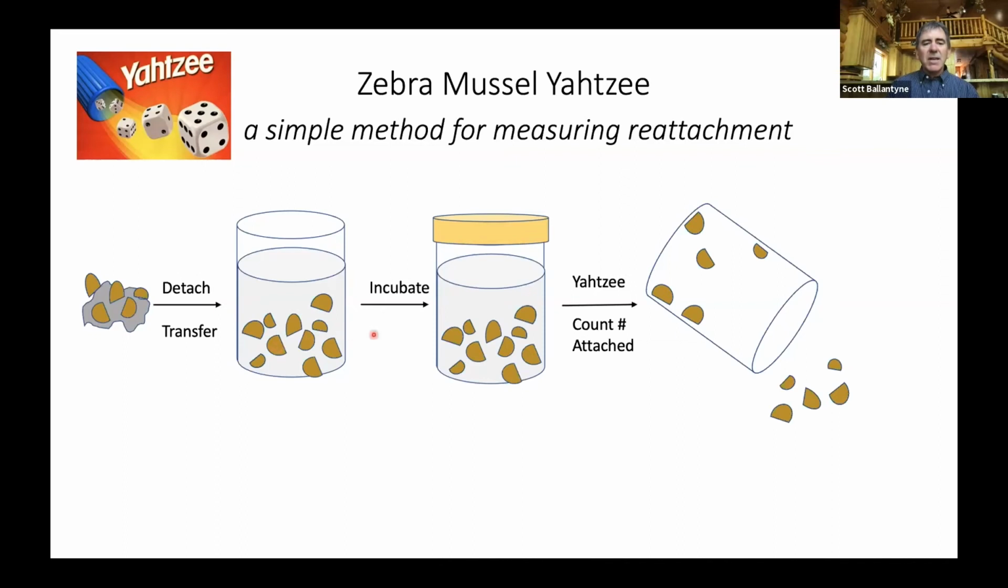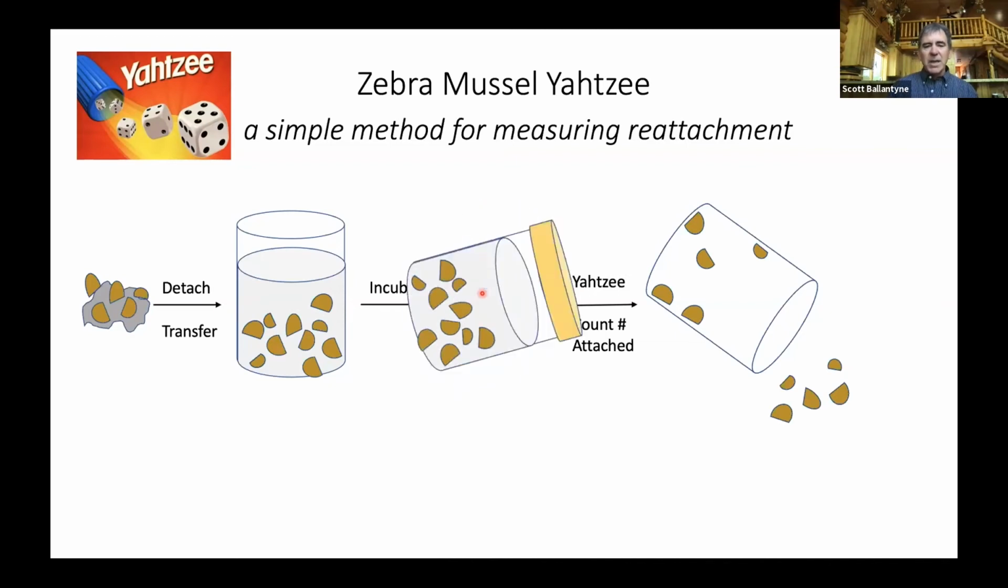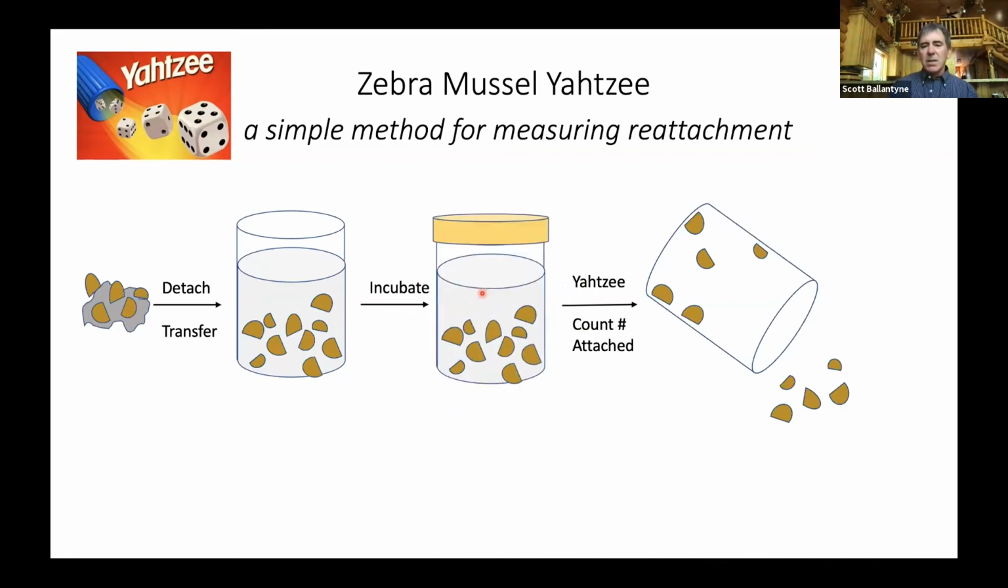You then let that jar incubate for some period of time. We usually go like 24 hours, and then you cap the jar. And this would be the point in Yahtzee where you shake the cup, but we don't shake the jar. What we do is we cap it and slowly invert it once, and then we dump it and count the number of mussels that are left attached to the jar.